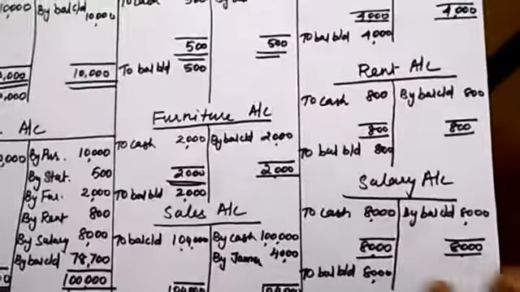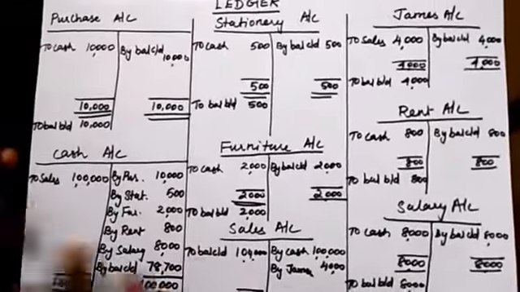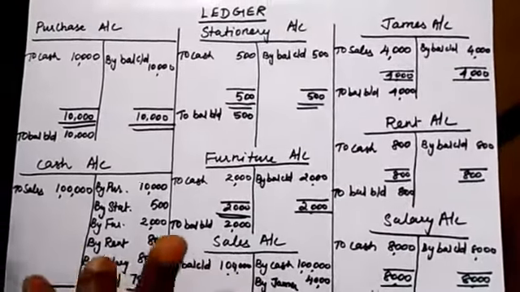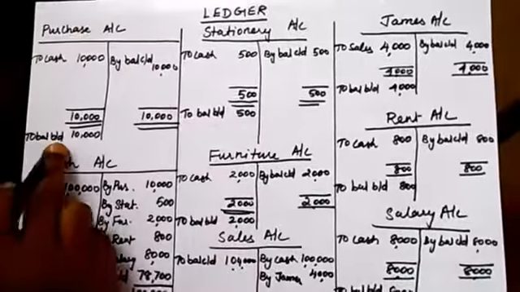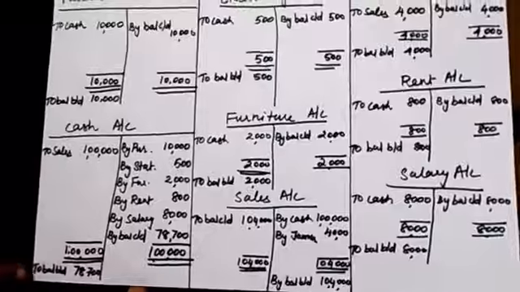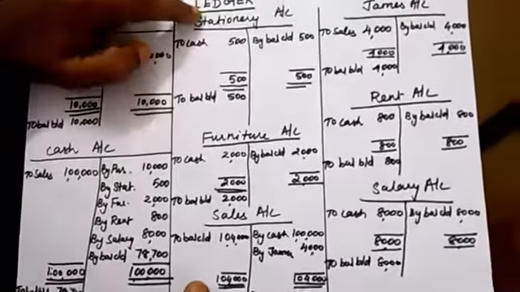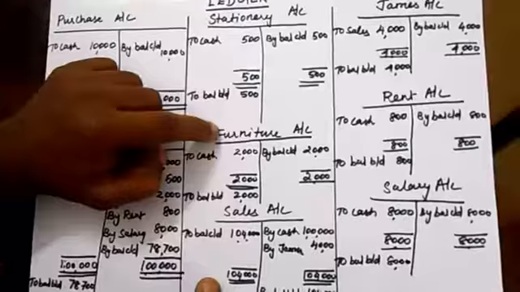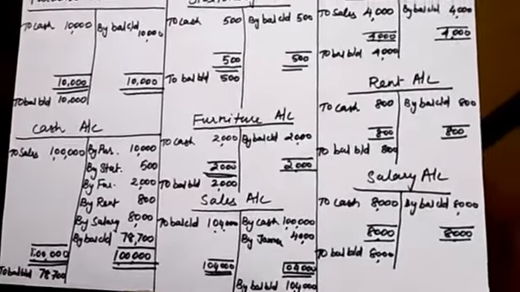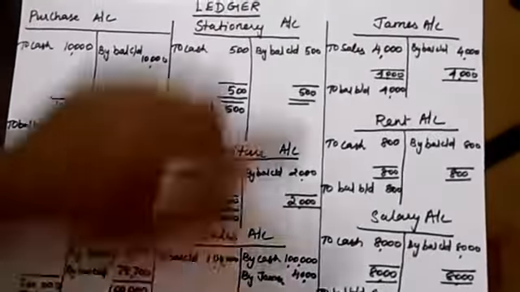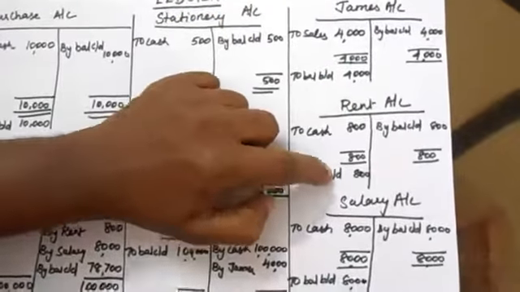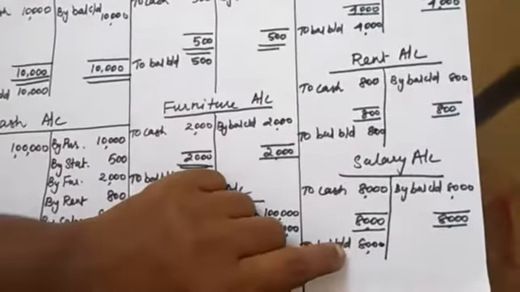Okay, now you have closed all the accounts. Now you have either a debit balance or a credit balance. According to the transaction, you have got some balance. Purchase account always has a debit balance. Cash account, you have got a debit balance. Stationery account, debit balance. Furniture account, debit balance. Sales account, you have got a credit balance, because sales is a revenue. Revenue means credit. James is a debtor, so debit balance. Rent is an expense, so debit balance. Salary is an expense, so you have got a debit balance.